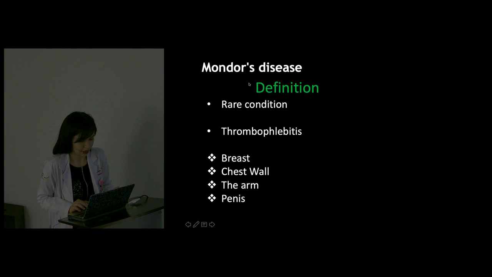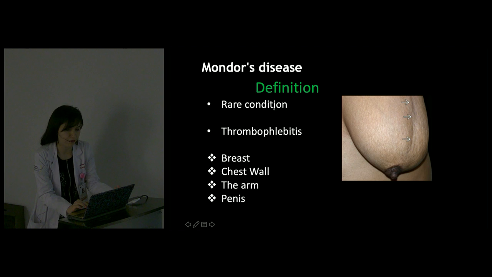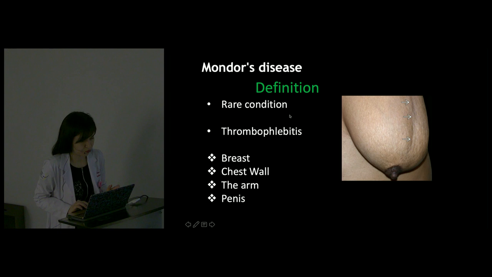Mondor disease is a rare condition which involves thrombophlebitis of the superficial veins of the breast and anterior chest wall. Sometimes it occurs in the arms or penis. In this image, we note a cord in the inner left breast.